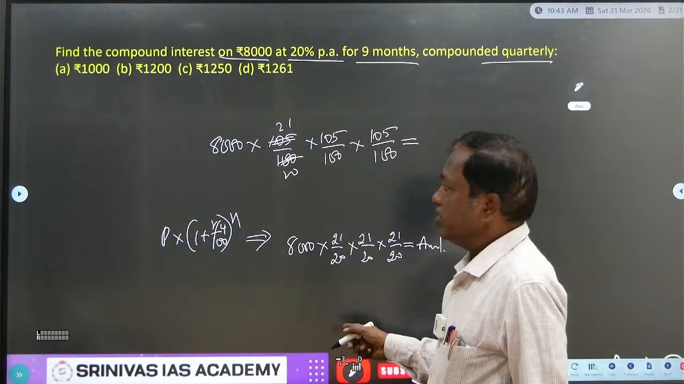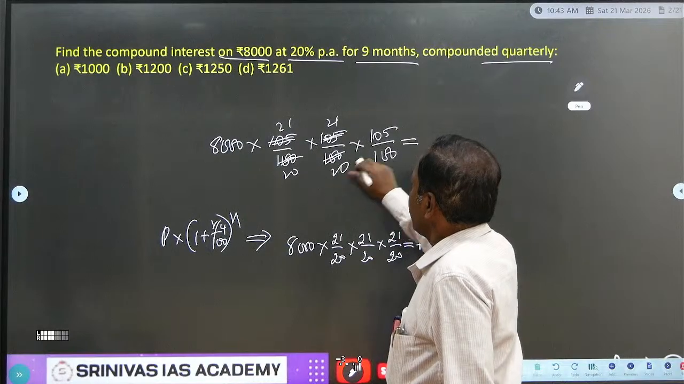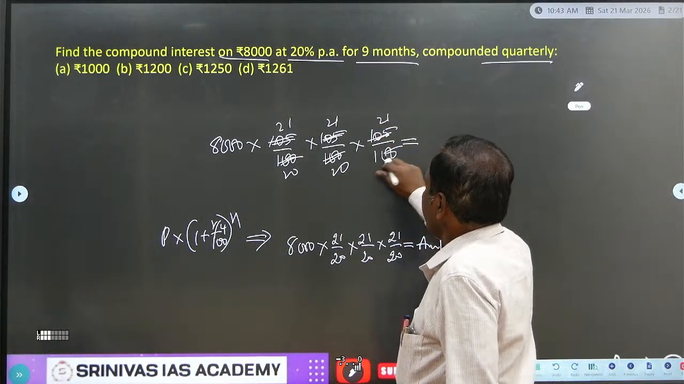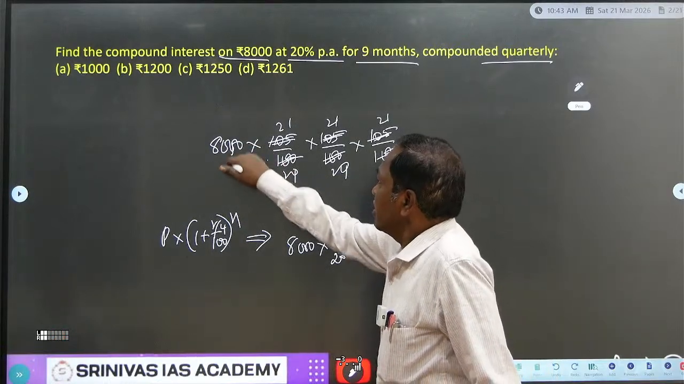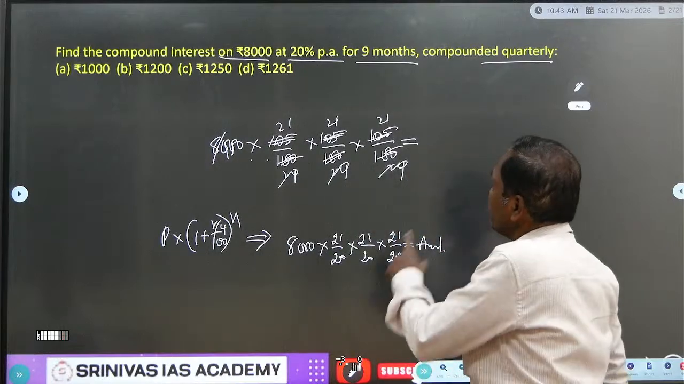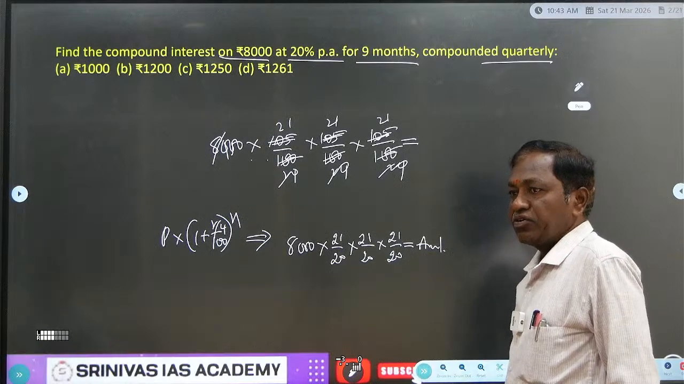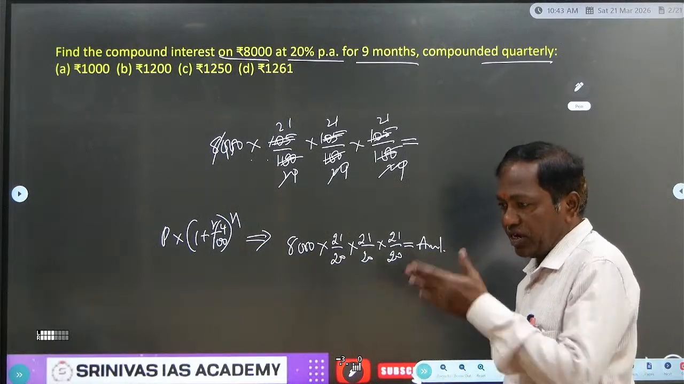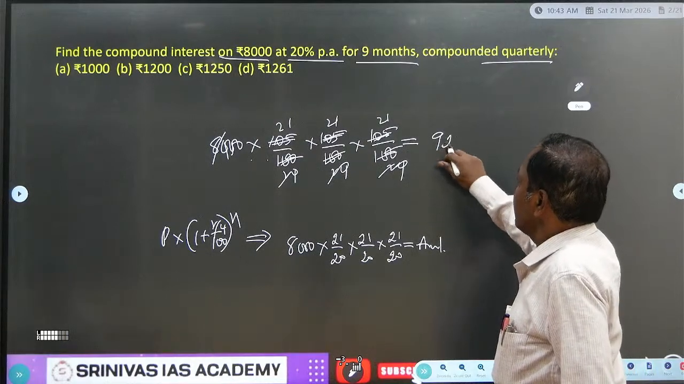See, 21 by 20, 21 by 20, like 3 zeros get cancelled here. Even the 2s, 8 cube gets out. 21 cube. I told you what the 21 cube value is. I told you to learn cubes up to 11 and 21 cube. 9,261.